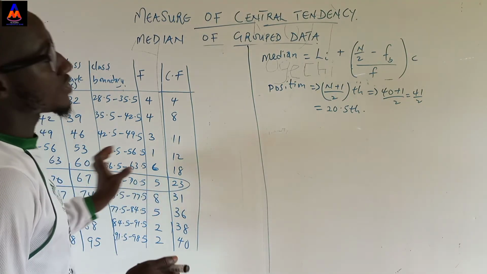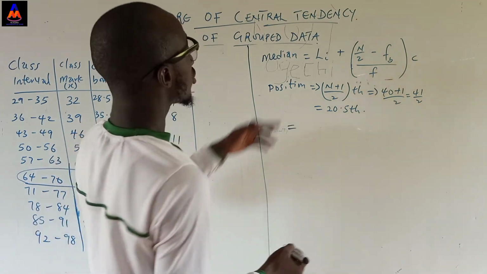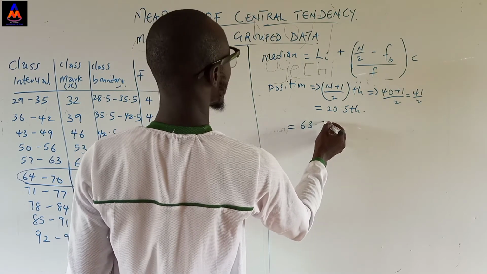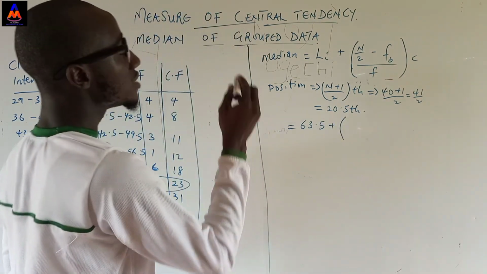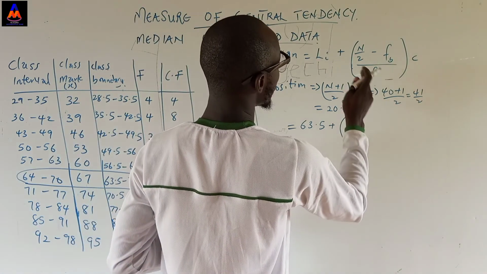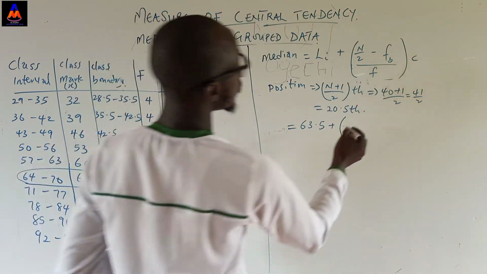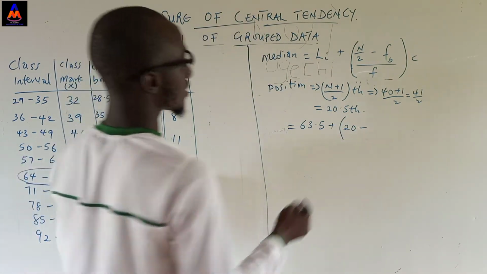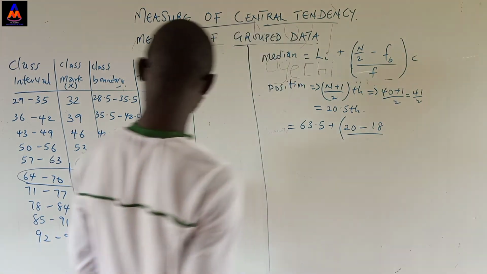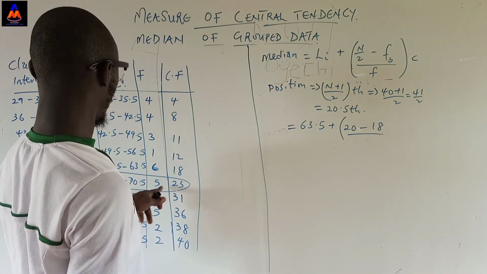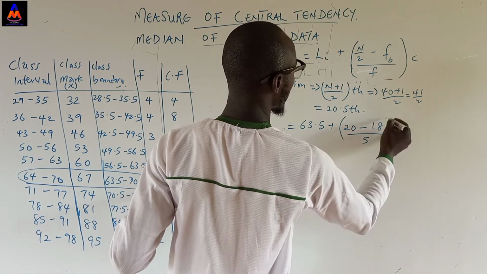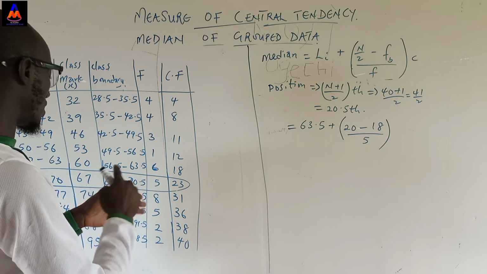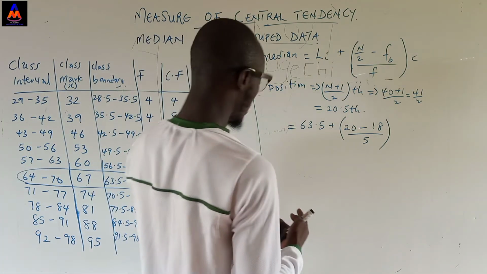With this median class that we have detected, the next thing is to find the lower class boundary, which is already here, and that is 63.5, plus the sum of the data, which in this case is 40 divided by 2, that's 20, minus the cumulative frequency before the median class, that is 18. Then the frequency of the median class, and that is 5. Then the class width, when checked, is 64, 65, 66, 67, 68, 69, 70. That is 7.